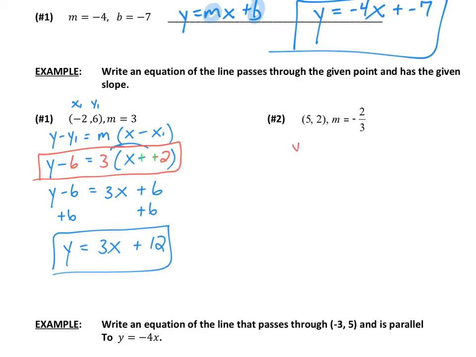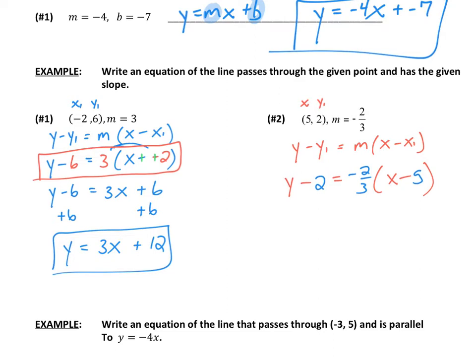So then number 2, same thing. Start with your point-slope equation. Okay. And now we're going to plug in our x1, our y1, and the m. So it's y minus y1 is 2 equals m is negative 2/3, and then it's x minus, and x1 is 5. So in the blue, I plugged the numbers in. I'm just doing it to make it stand out for you.